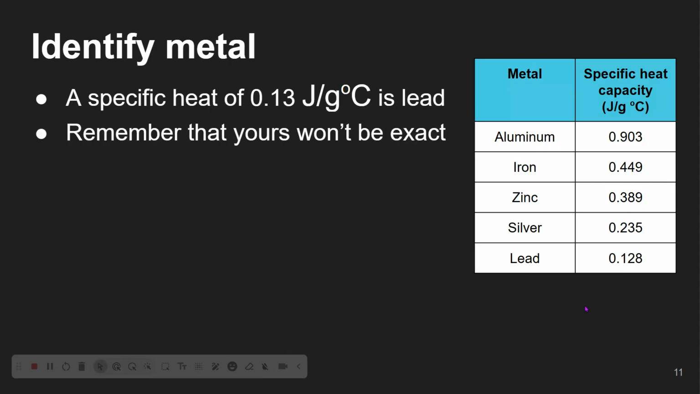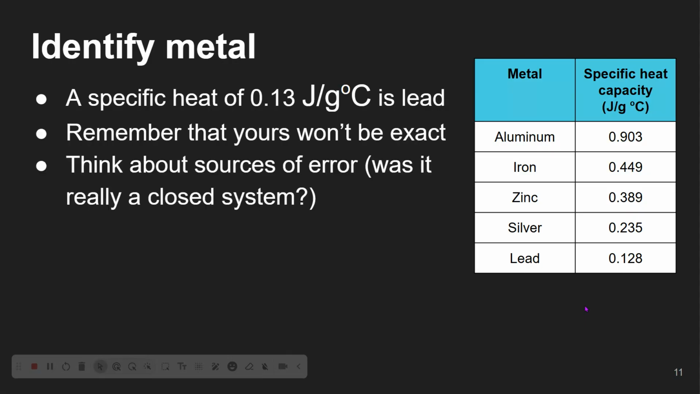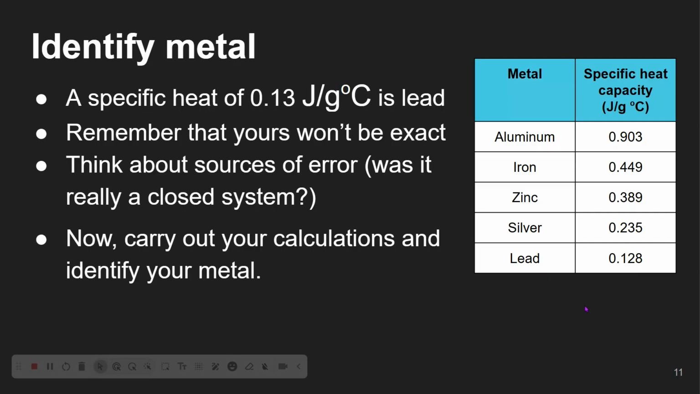Ours is not going to be exact. Think about the kind of sources of error you would have. Was it really a closed system? Were you as quick as you should have been in transferring the metal? What other areas could we have had an issue with that may not give us a really great specific heat value? So now that you've done that, you should be able to carry out your calculations and then identify your metal.